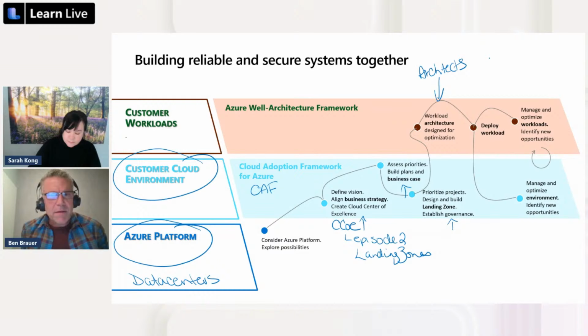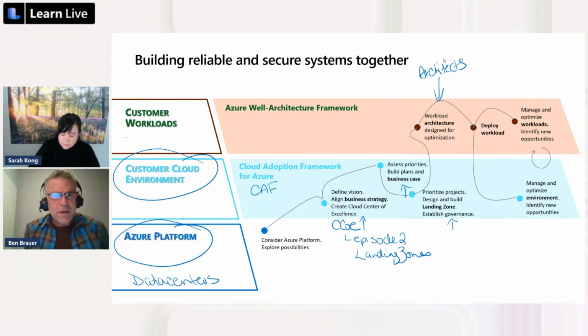And so therefore, what you're effectively doing is that the architect is saying, here are the requirements for my application. Here's the design of that architecture. Let's see how well it's going to be supported by the landing zone and the underlying infrastructure, that is, the cloud environment, the customer cloud environment.